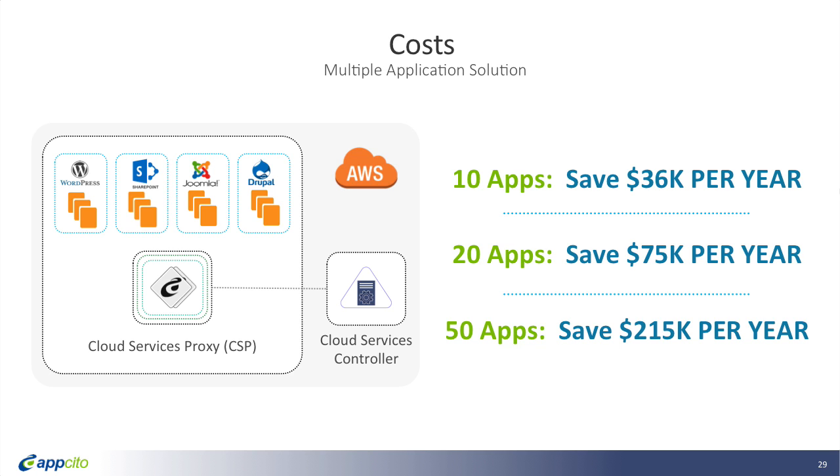So in summary, what I've touched upon is how to reduce complexity with some of these fragmented solutions, whether you're using the introduction of HAProxy, NGINX, or the ELBs, and how to have an agile approach by using the Appcito solution, both the Cloud Services Proxy and the Cloud Services Controller. And the bottom line is you save money, and now you're in a position to really help your business grow and scale as the web technologies evolve.